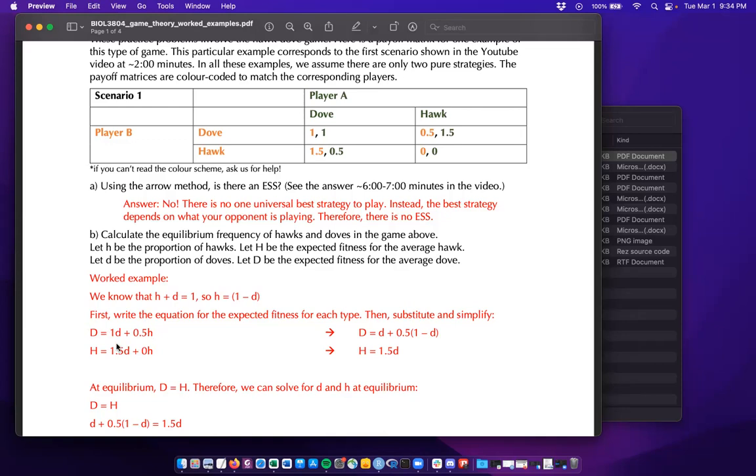And then the same thing pertains to this one. The average payoff to playing hawk is the payoff a hawk gets when it faces a dove times the probability of encountering a dove, and then the payoff a hawk gets of facing a hawk, which is 0, times the probability, little h, of encountering a hawk.